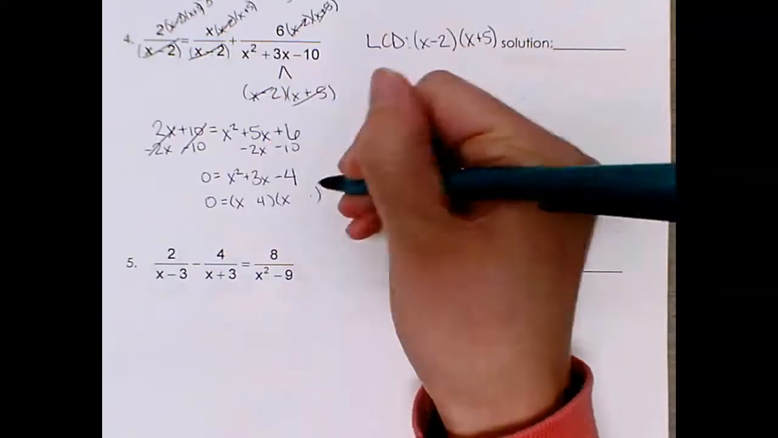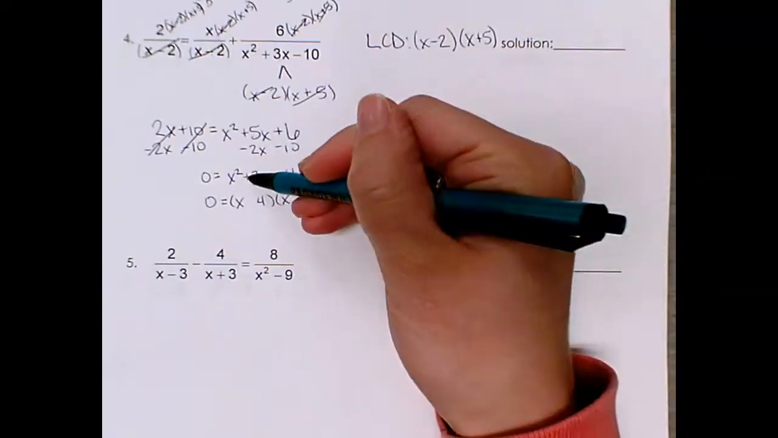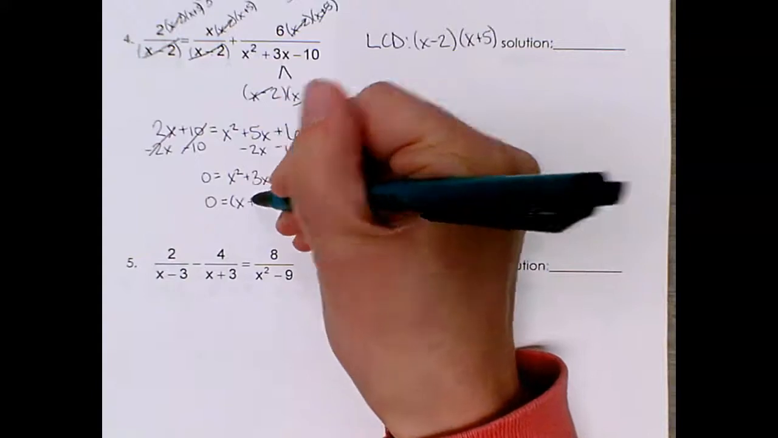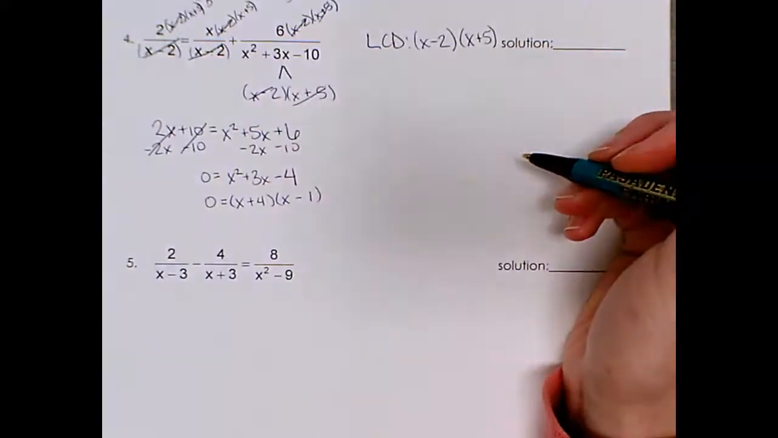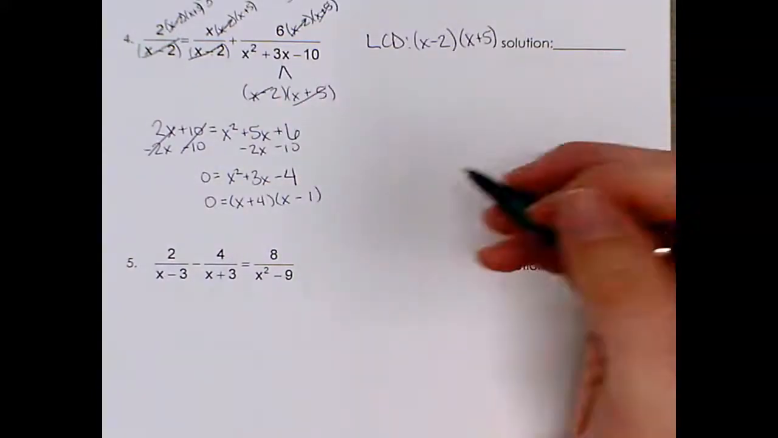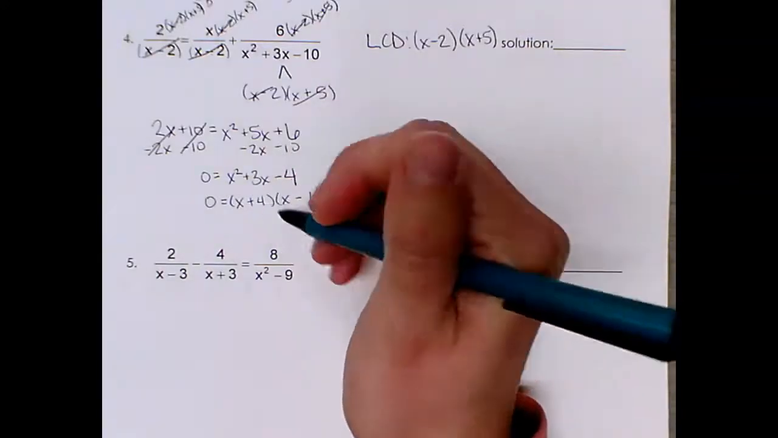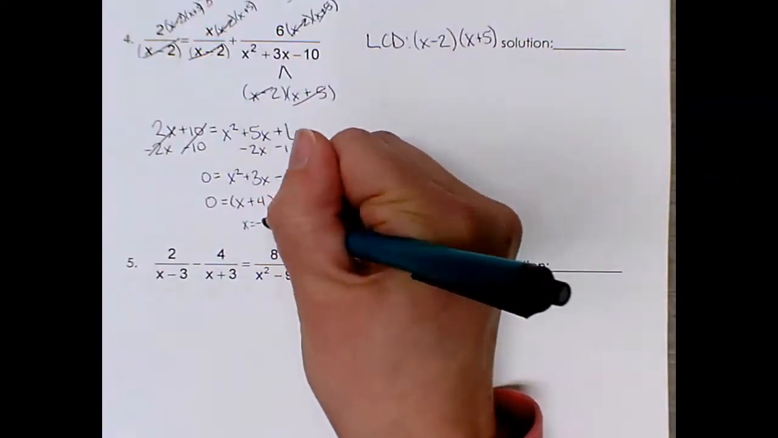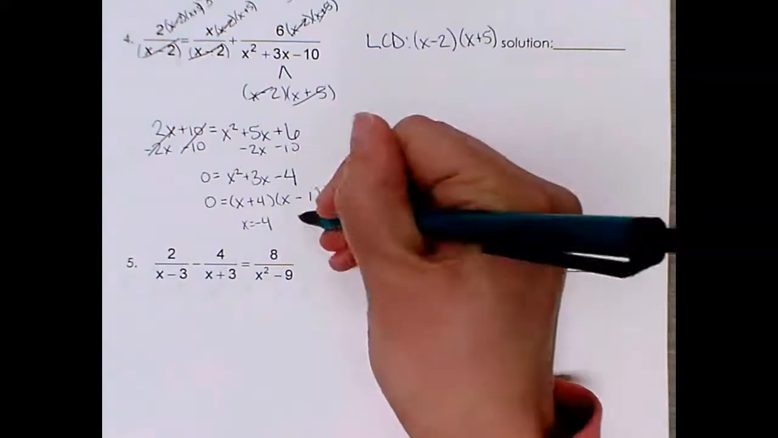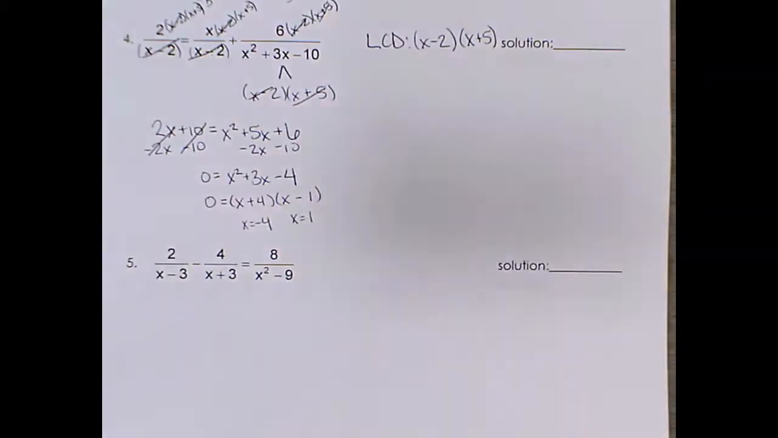Some combination of 4 and 1, but if the sum is positive, then the bigger number needs to be positive. So when I get my solutions, the opposite of plus 4 is a negative 4, and the opposite of minus 1 is positive 1. So those should be my solutions, but I need to check and make sure that they work.